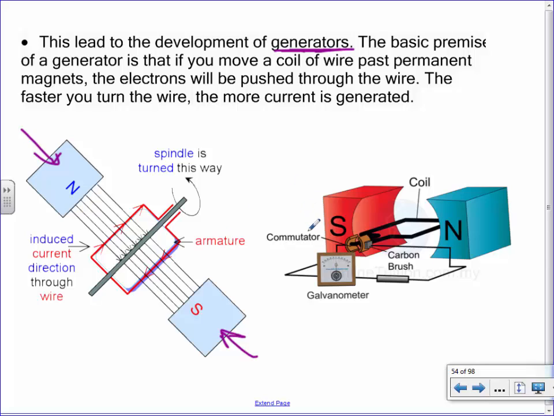So I've got a couple of pictures here trying to show you this concept. And again, on Thursday, I'll try to actually break out the device to show you as well. But here's the basic idea. If you were to take this coil of wire right here and spin it inside a magnet, it causes electrons to move. Therefore, you're creating electricity. Here's the main concept, though. The faster you turn the wire, the more current you generate.